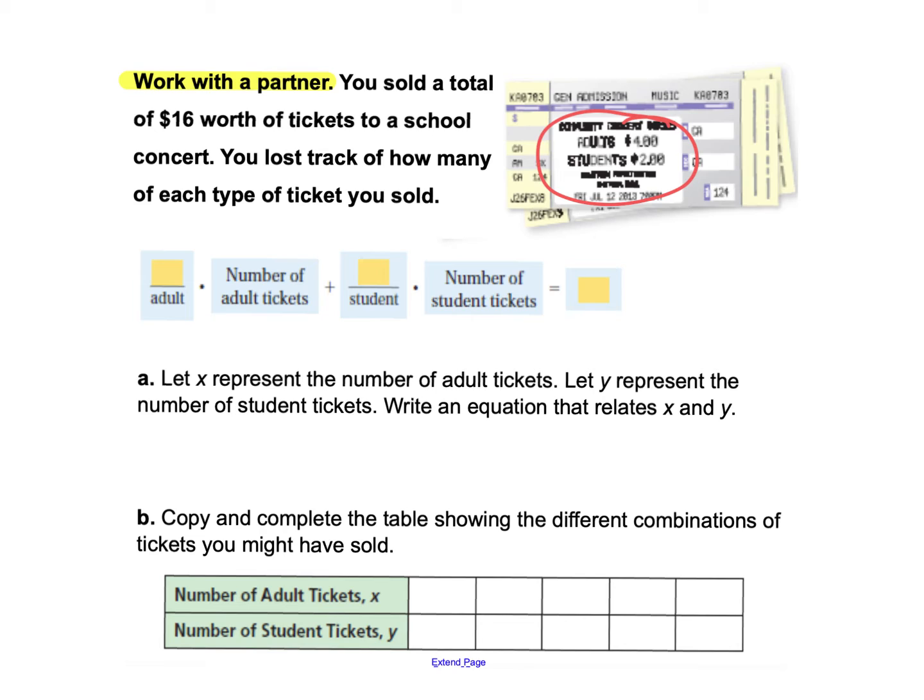It says let X represent the number of adult tickets. So we're going to use X here. Let Y represent the number of student tickets. So we're going to use a Y there. Write an equation that relates X and Y.